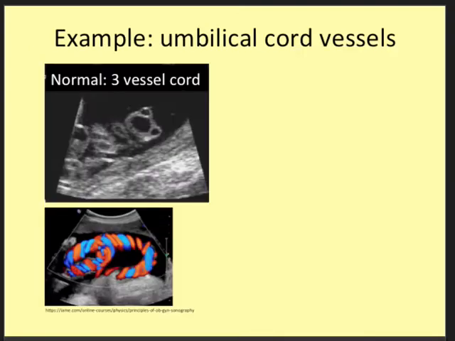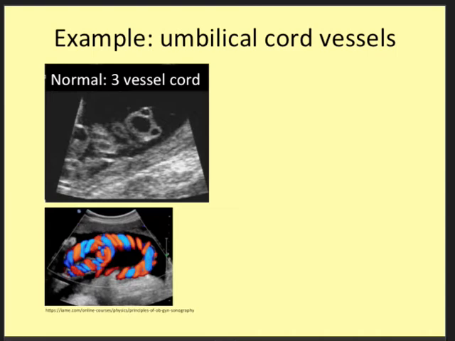Another example is the umbilical cord. We see here the top panel showing a 3-vessel cord with 2 arteries and 1 vein. This is the color Doppler, 2 arteries, 1 vein. It's slightly misleading because the arteries carry deoxygenated blood from the fetus to the placenta, while depicted here in red.